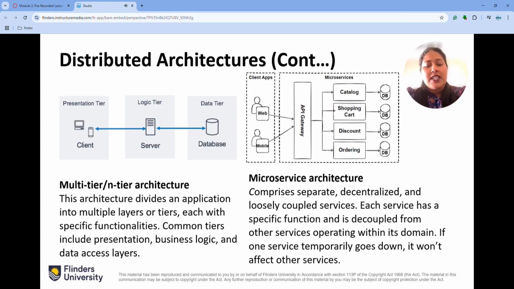So each layer is responsible for a specific function, and communication between these layers is usually managed through well-defined interfaces. This separation helps isolate concerns, improve security, and make the system easier to maintain and scale, especially in large, complex applications.